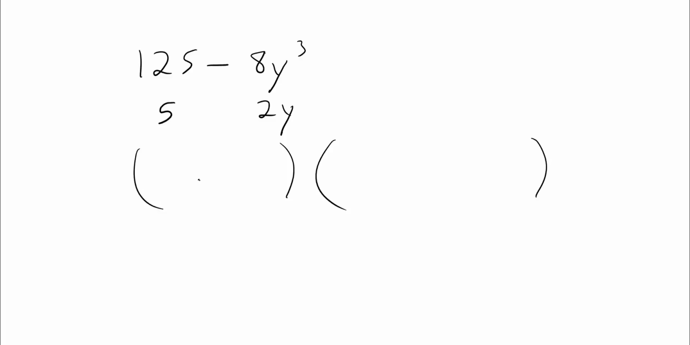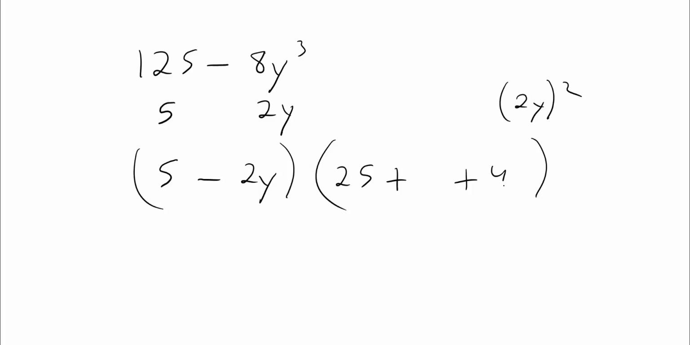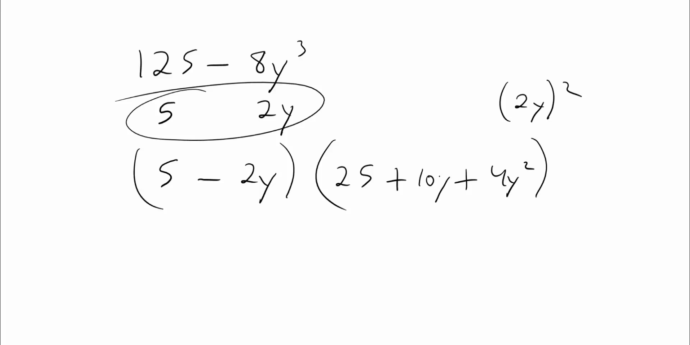Okay? Same sign, opposite sign, always positive. So here goes 5 and 2y. The first one is 5 squared, which is 25. 2y squared is 4y squared. And 5 times 2y is 10y, and you're done with the problem.